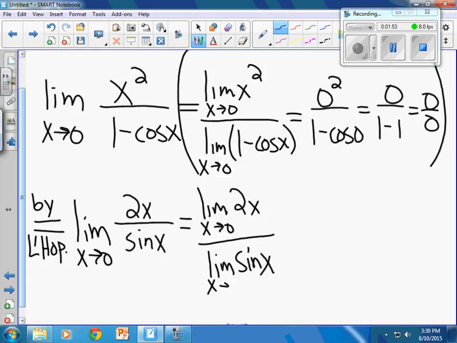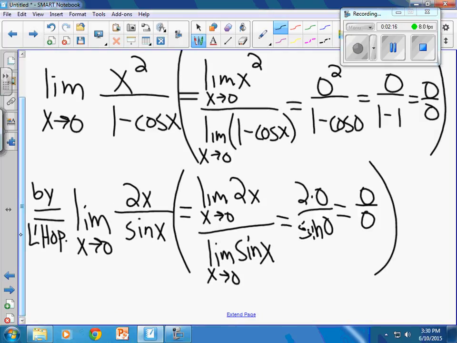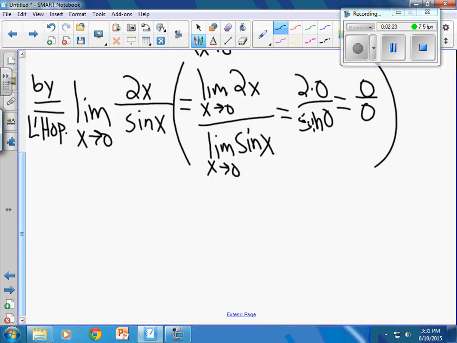as x approaches 0. Again, those are both continuous functions, so we can substitute 0 in to calculate the limits. 2 times 0 is 0. The sine of 0 is 0. Uh-oh. We get another indeterminate form. Well, we're still in the case where 2x and sine of x are differentiable functions, so we might try to employ L'Hopital's rule one more time and hope that we get something.